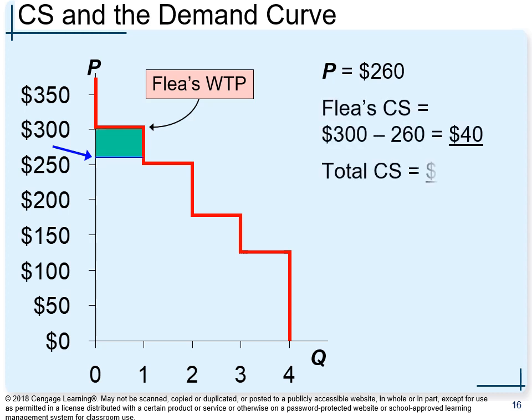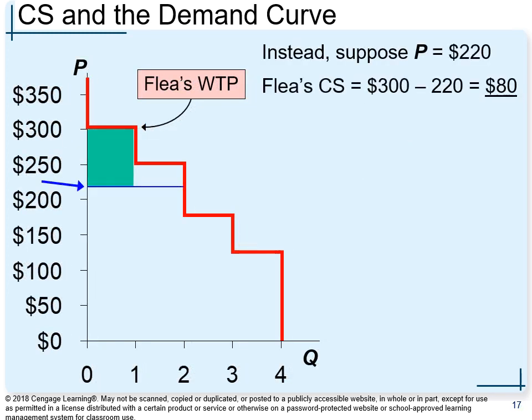Now let's look at this graphically. That consumer surplus that we calculated of $40, geometrically, is the area of this green rectangle right here, okay? We have the willingness to pay, that's the height of the demand curve for the first unit, the $300 of Flea, minus the market price of 260, that is the height of this rectangle. And the area of a rectangle is the height times the base. So we have a height of $40 times the base of 1, so the size of this rectangle is $40. Since the other consumers do not buy the good because the market price is higher than their willingness to pay, they do not get any consumer surplus. So consumer surplus is $40 and is given by the area of that rectangle.